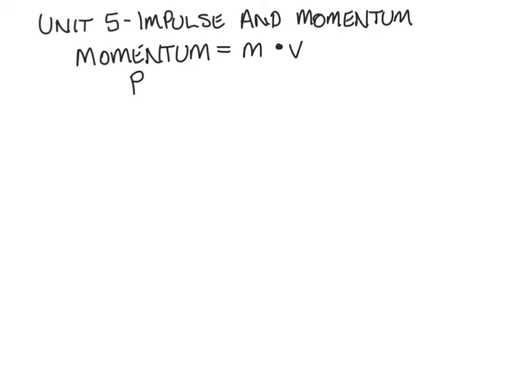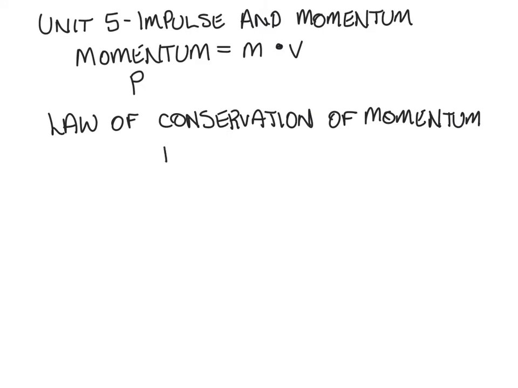Now, just like in the previous unit, we had the law of conservation of energy. Now we have the law of conservation of momentum, which is to say that the initial momentum of a system is equal to the final momentum of a system. And there's three very specific situations in which we apply the law of conservation of momentum.